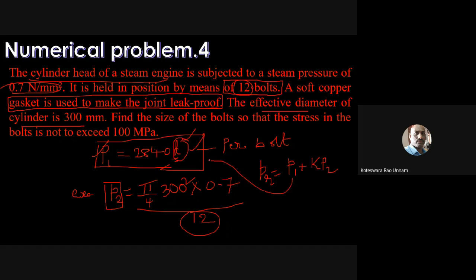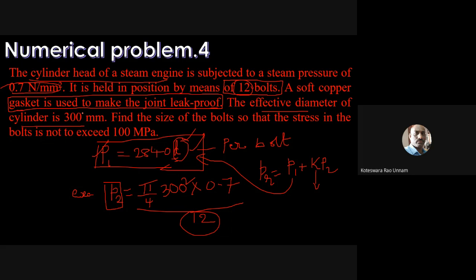So P1 we calculated, but it is in terms of unknown nominal diameter D only. We'll keep it like that. So now we need to identify what the K value is. For the K, what he mentioned is that a soft copper gasket is used for this application. Just now I read out all those values for K for different types. So again, he referred to table 8.2 in the data book.